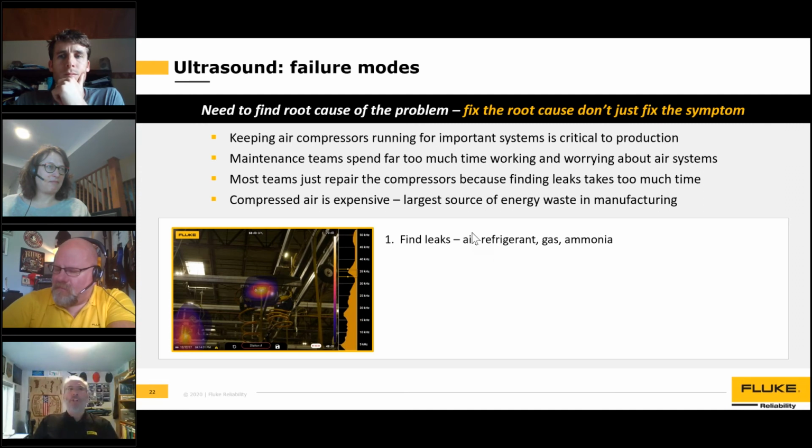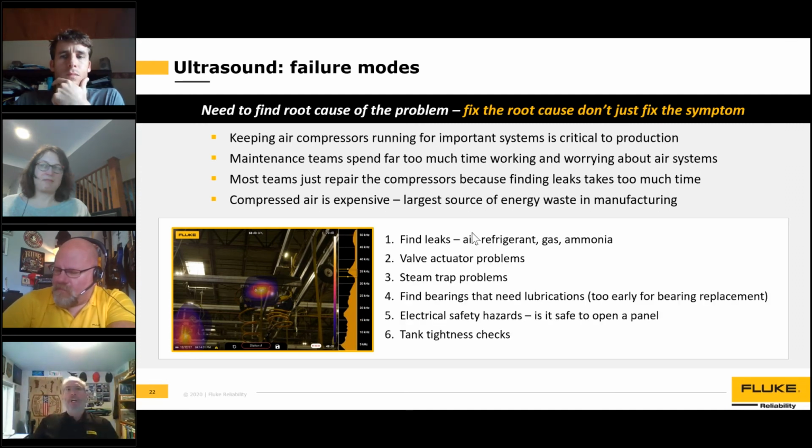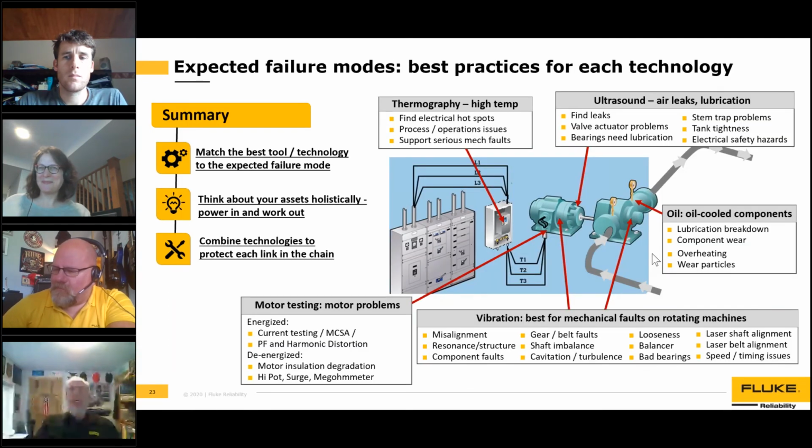And so ultrasound is a great tool to help us find these air leaks. Again, a picture's worth 1,000 words. We can use ultrasound to look for air leaks. We can use it to look for valve actuator problems, steam trap problems, lubrication problems, electrical safety, tank tightness. So look at your expected failure modes. Okay, let's go to one last slide and we'll finish this up because we're just about out of time. In this last slide, we're going to put it all together. So what is our summary? The summary is match the right tool to the right technology.